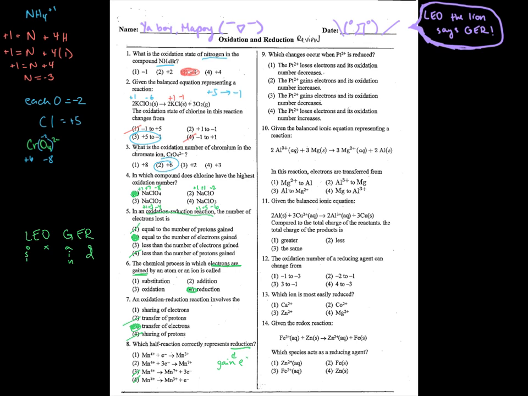Now, which one shows a proper change in the charge? That'll be choice 1. Because choice 2 does not show it properly, because if you gain 3 electrons, you should be more negative, not positive, which is why it's choice 1 and not choice 2.